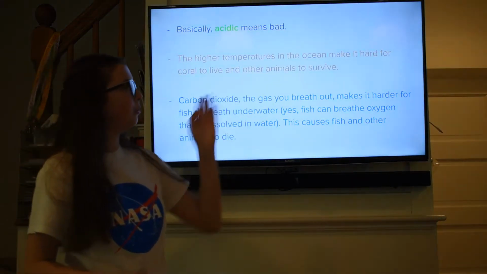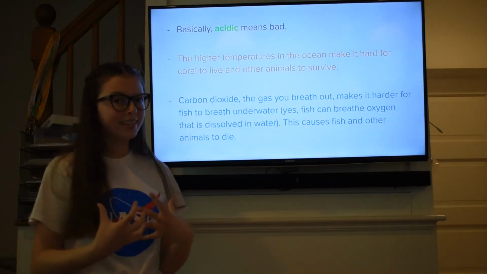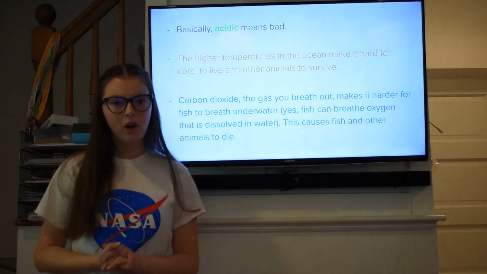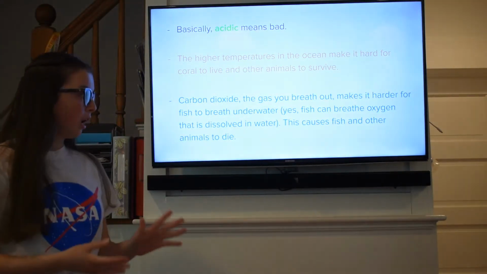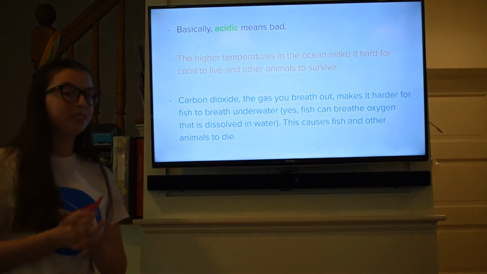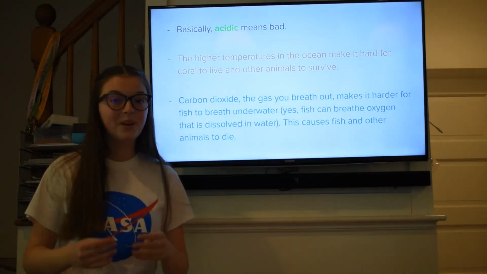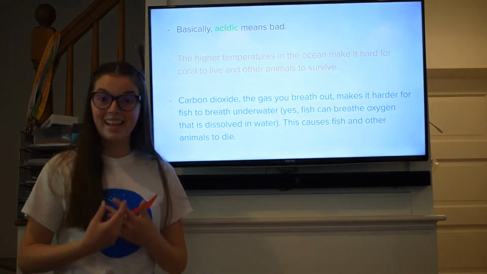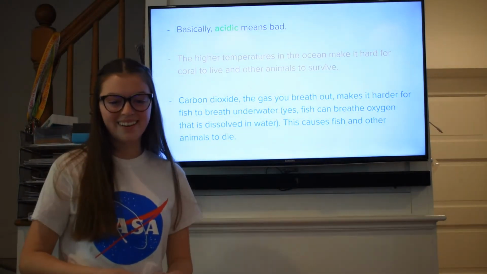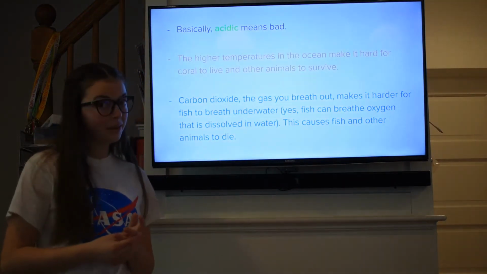Higher temperatures in the ocean make it hard for coral and other animals to survive. So all those nice animals that we saw in that first picture, when the ocean is more acidic, it's harder for them to live. And then carbon dioxide, the gas you breathe out, of course, makes it harder for the fish to breathe underwater because there's actually, believe it or not, oxygen dissolved in the water of the ocean. And that's how fish breathe, through their gills. It's called dissolved oxygen. So when there's carbon dioxide in the water, there's less room for that dissolved oxygen, and that's not good for the fish.